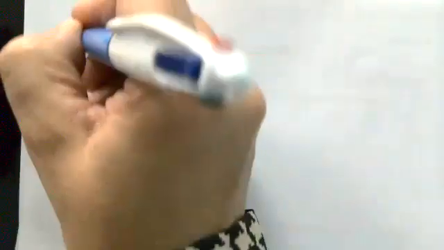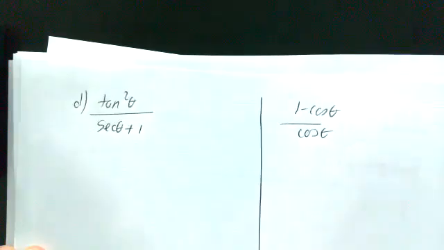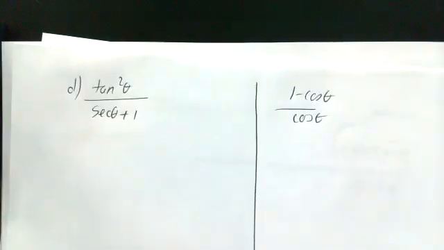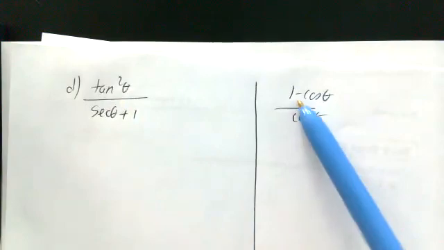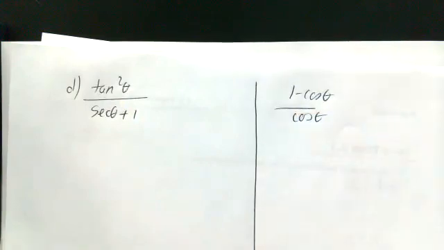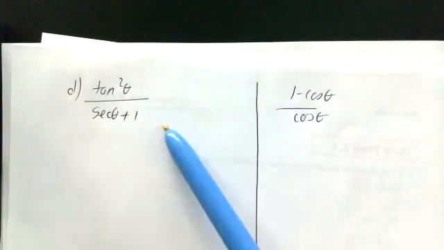Okay, so this is question D, I think, yeah, D. We have tangent squared theta over secant of theta plus 1 on the left-hand side and 1 minus cos of theta over cos of theta on the right-hand side. Now, which one is more complicated looking? Well, I would always choose the ones that have squares in them, that have different functions, different from sine and cosine. There's not much you can do on the right-hand side here. You can just split this up into 2 separate fractions and then what, right? So I would definitely choose to work on the left-hand side.